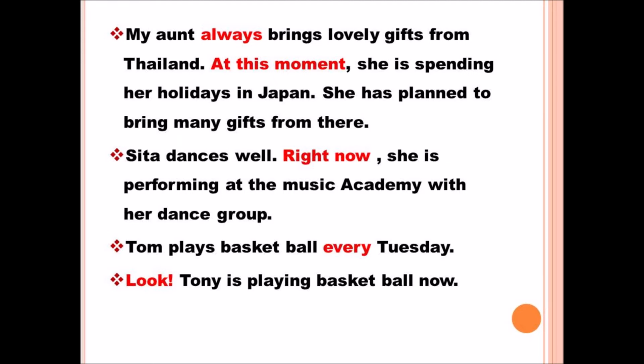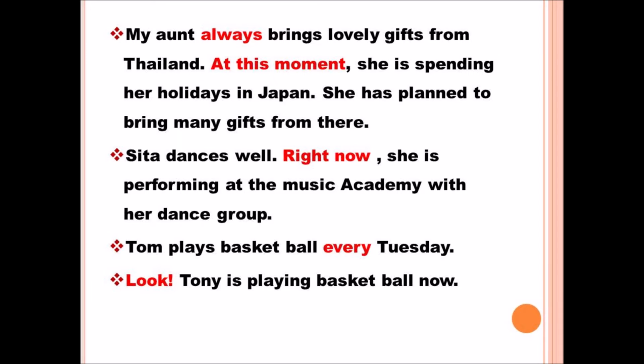In the second sentence, Sita dances well. Right now she is performing at the music academy with her dance group. So the action is going on. She is performing her dance. We have used right now, which is the keyword for present continuous tense. So she is performing. We have used is because she is given there, and perform is the action, that is a verb. We have added ing with it.